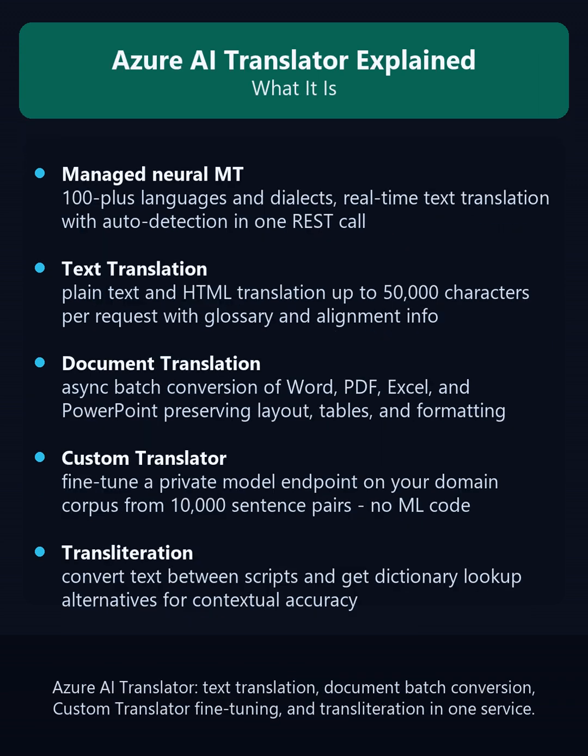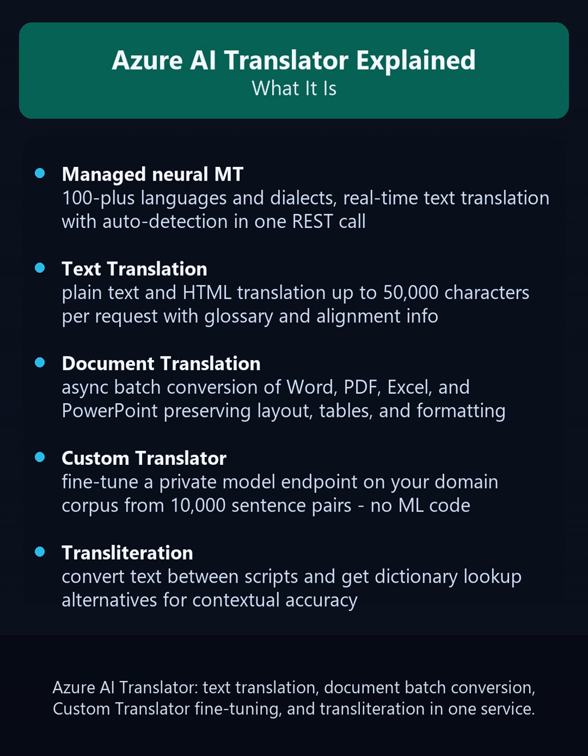Azure AI Translator is Microsoft's fully managed neural machine translation service. It delivers 4 core capabilities: text translation for real-time translation of plain text and HTML across 100+ languages in a single API call with language auto-detection. Document translation for synchronous batch conversion of Word, PDF, Excel, and PowerPoint files while preserving layout and formatting. Custom translator for fine-tuning the base model on your domain vocabulary with as few as 10,000 sentence pairs, and transliteration to convert text between scripts without changing the language.